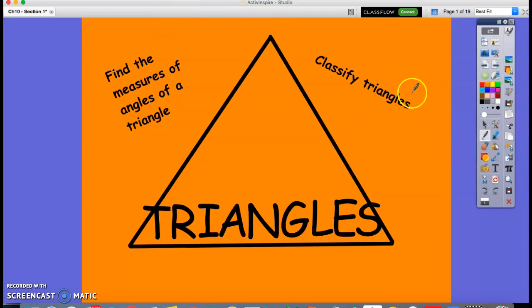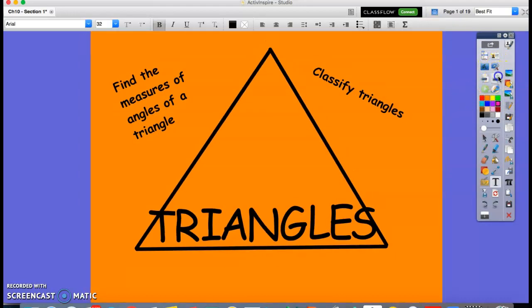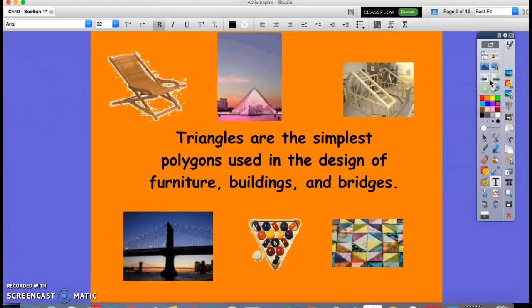So we are going to section 10.1. It's about triangles. We are going to classify the triangle. We are going to find the measures of the angles of the triangle. And so we see triangles everywhere, right?